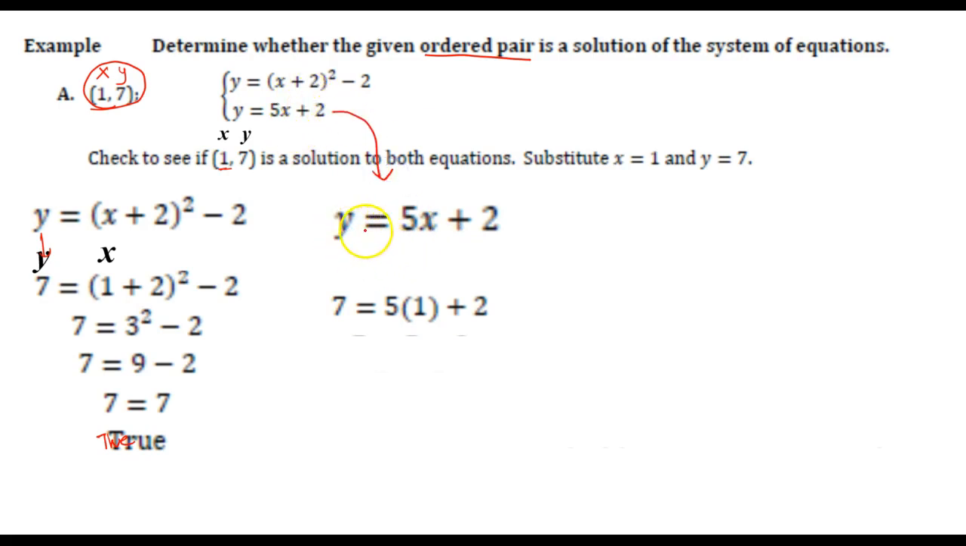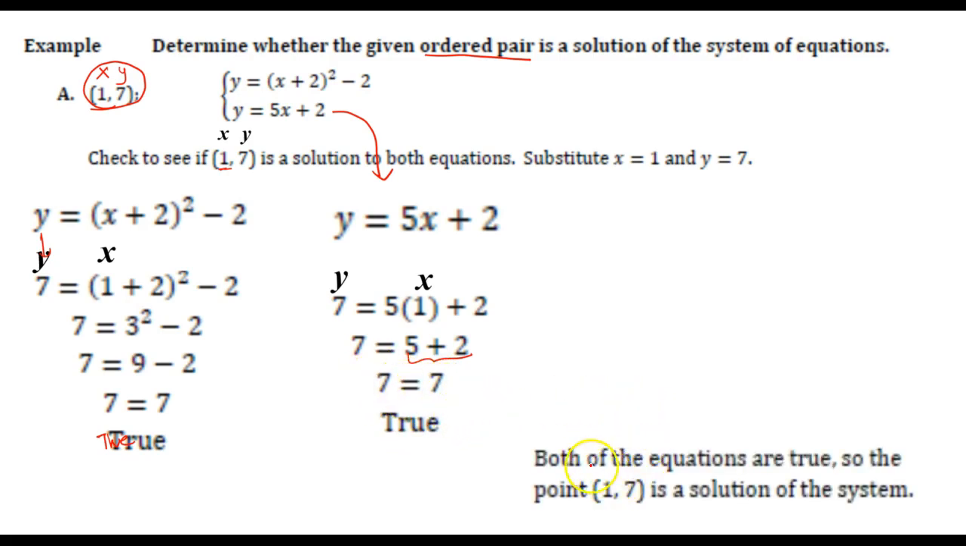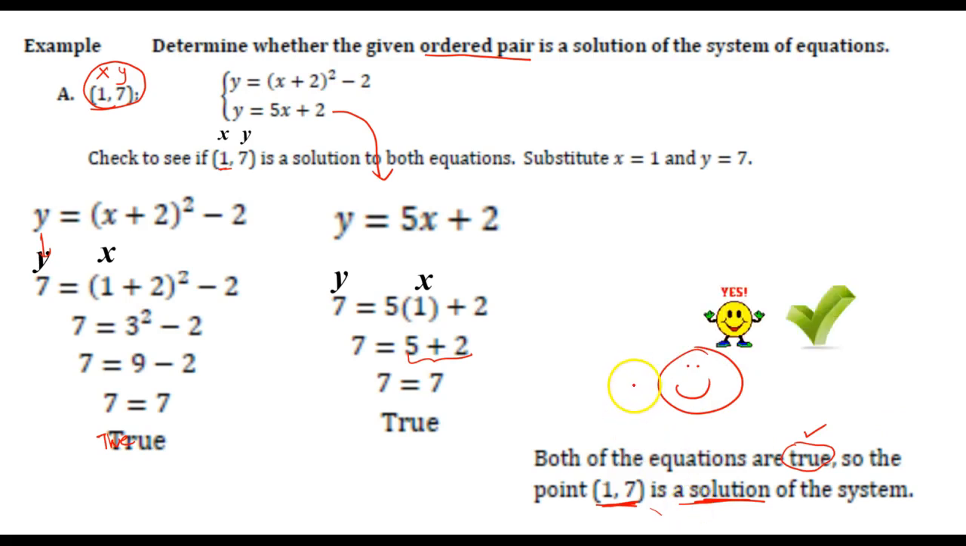So I'm going to copy that down: y equals 5x plus 2. Let's go ahead and plug in 1 instead of x and 7 instead of y. Well, let's work this out. 5 times 1 is 5. And then if I add these together, that would be 7. Hey, I think that's true too. 7 is equal to 7. So in this case, both equations are true, which has to be the case for this point to be a solution. Yay.